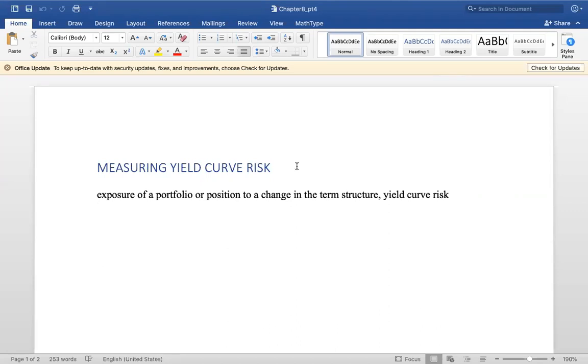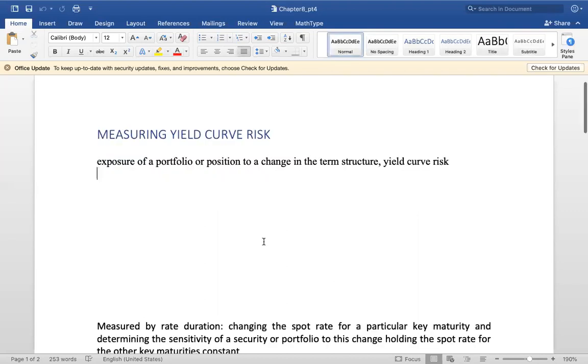So basically, the exposure of a portfolio or a position to change in the term structure is called yield curve risk. Yield curve risk can be measured by changing the spot rate for a particular key maturity and determining the sensitivity of a security or portfolio to this change, holding the spot rates for the other key maturities constant. The sensitivity of change in value to a particular change in spot rate is called the rate duration.